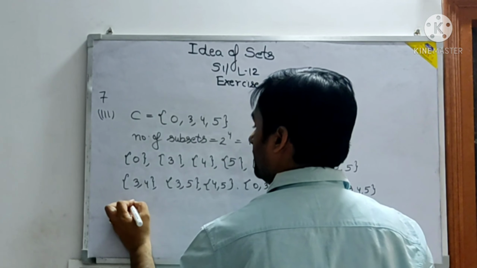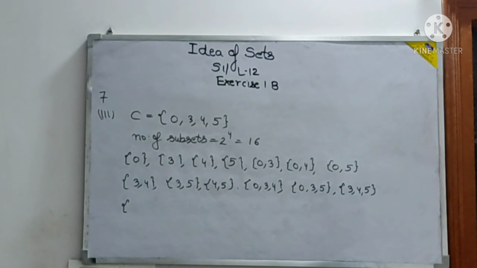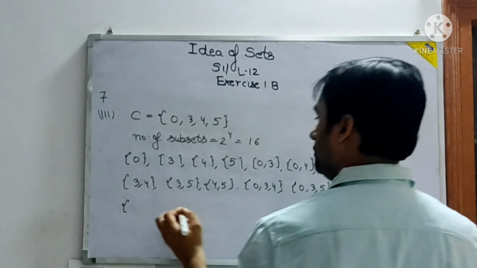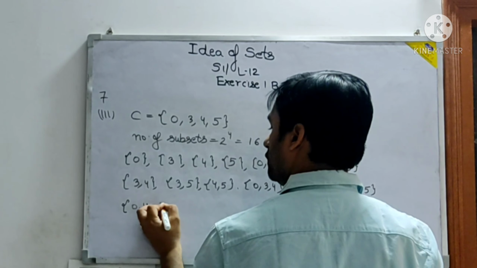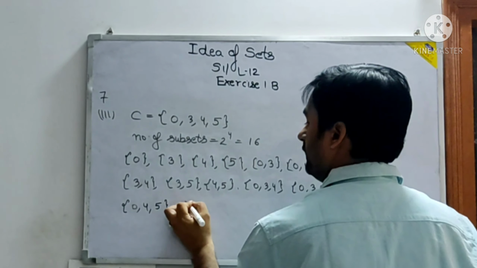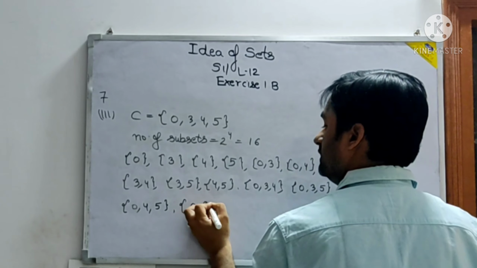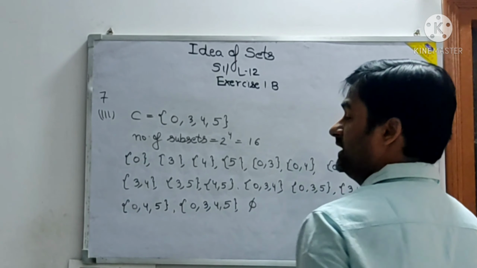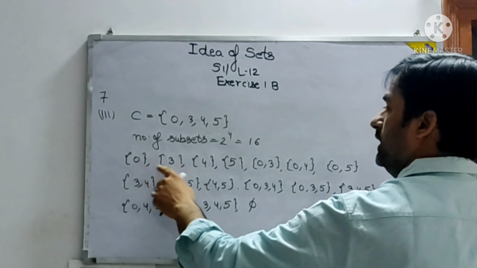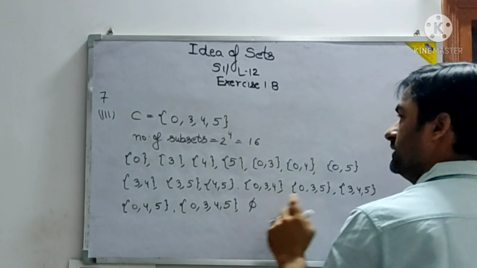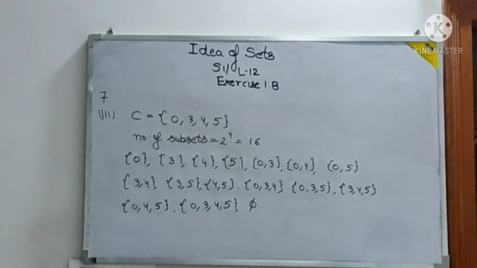So, one more we need now. {0, 4, 5}. Yes, that also will be there. Have you written {0, 4, 5}? No. {0, 4, 5}. Then {0, 3, 4, 5} and the full set. Let's check how many are there: 1, 2, 3, 4, 5, 6, 7, 8, 9, 10, 11, 12, 13, 14, 15 and 16. All 16 we have taken up. So always tend to count the number of elements.